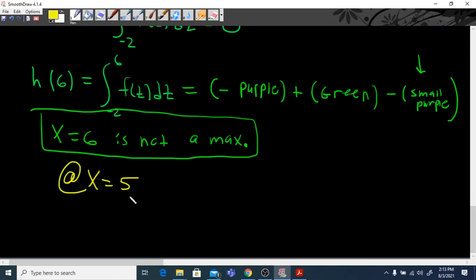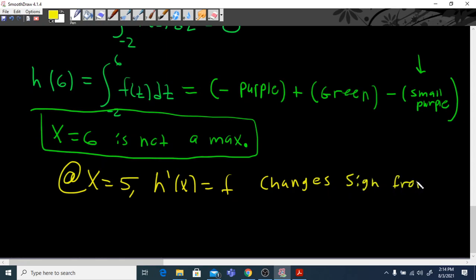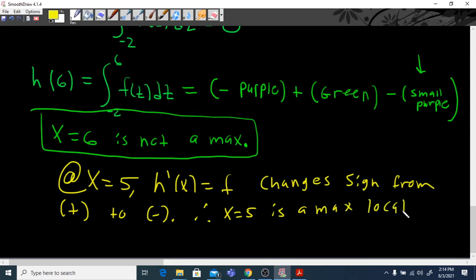So at x equals 5, h prime, which is f, changes sign from positive to negative. Therefore, x equals 5 is a max location. So that's the location of the max, and the problem is asking for the actual value itself.